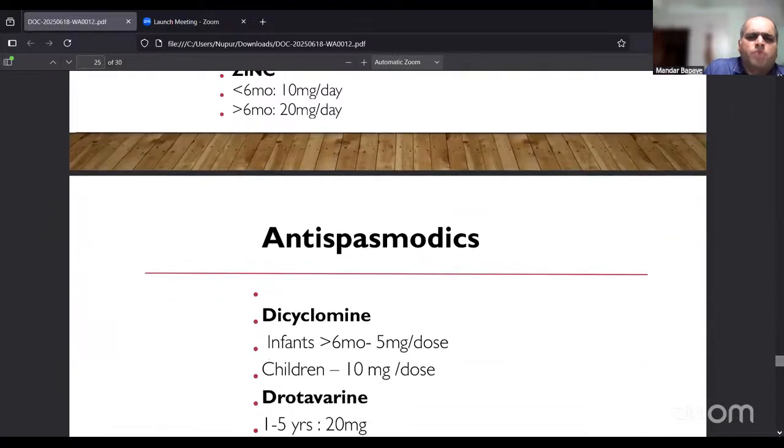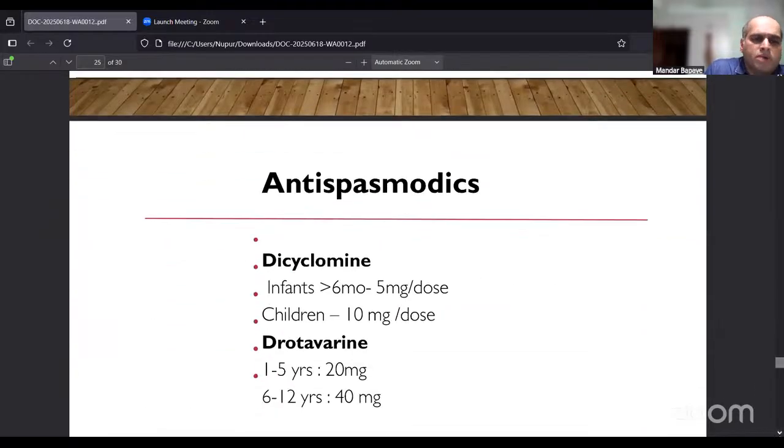There are antispasmodics given for acute abdominal pain. A lot of patients come saying, "my stomach hurts," but again, which medication to give to whom? There are two antispasmodics available. One is dicyclomine and second is drotaverine.